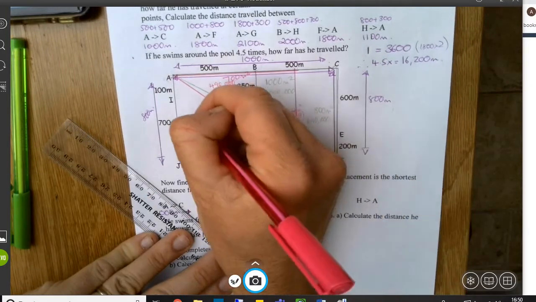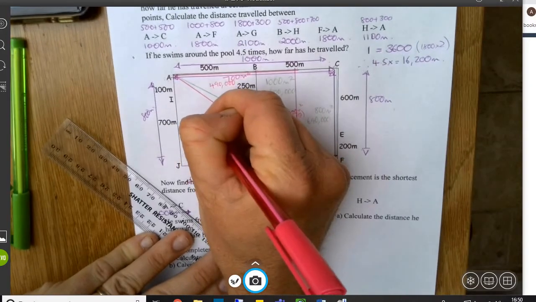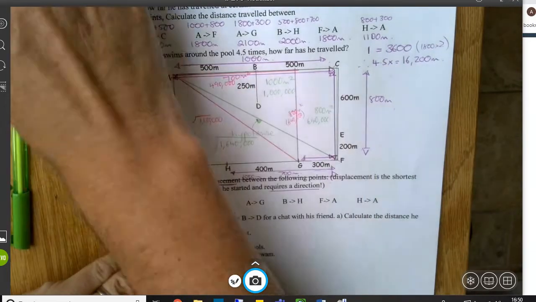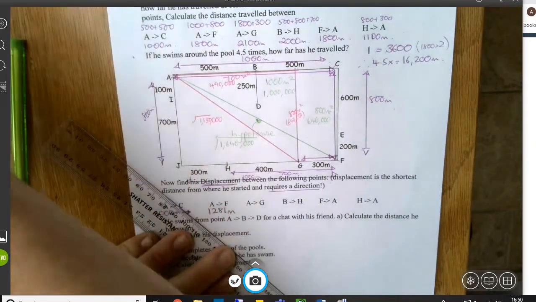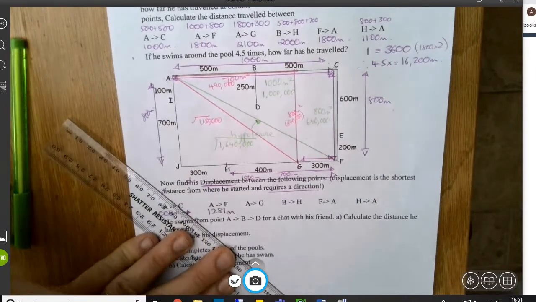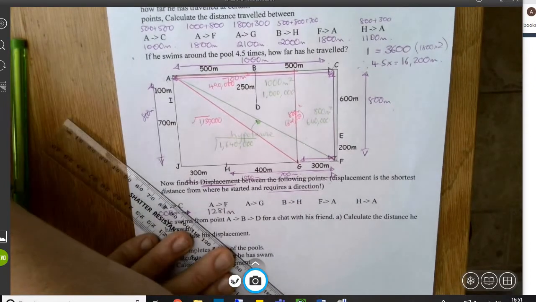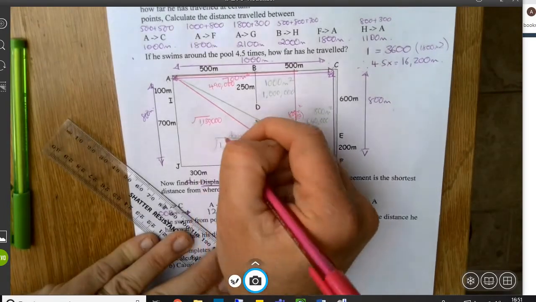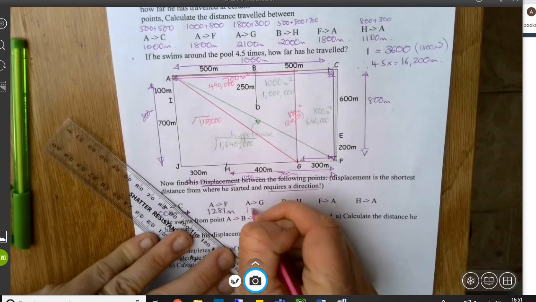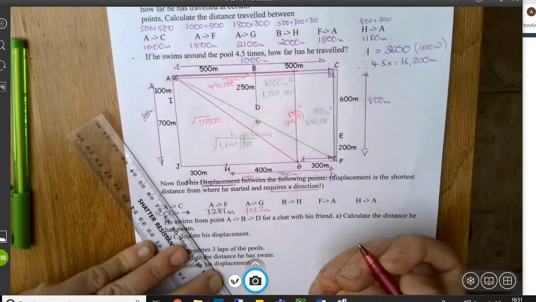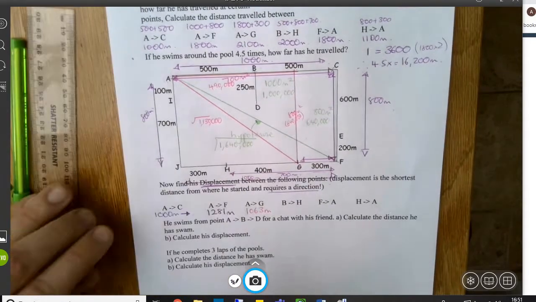Total is therefore 1,130,000. And I can end up with a reading of 1063 meters. Okay, so that was for the third one.